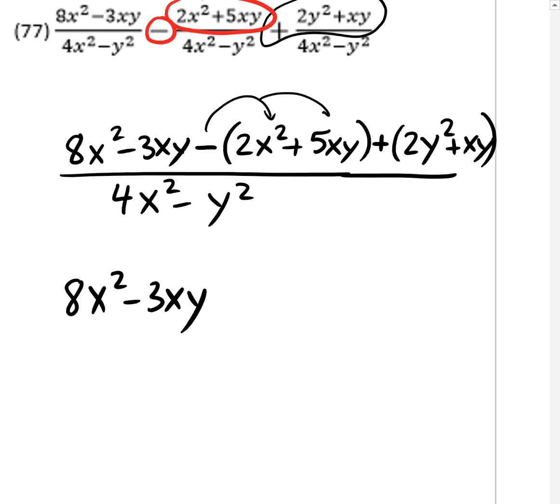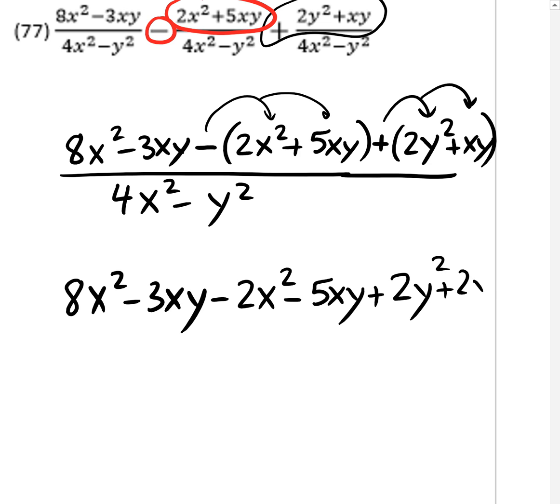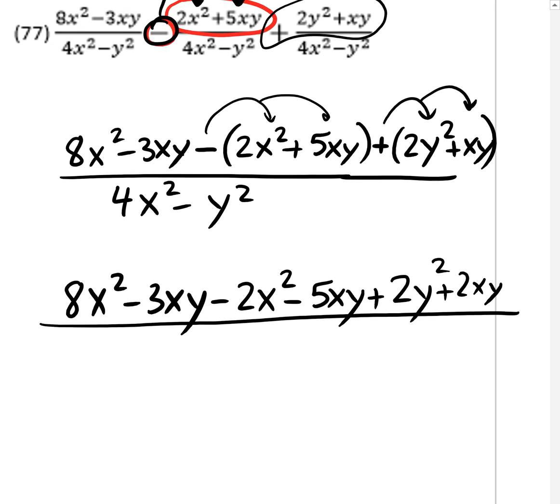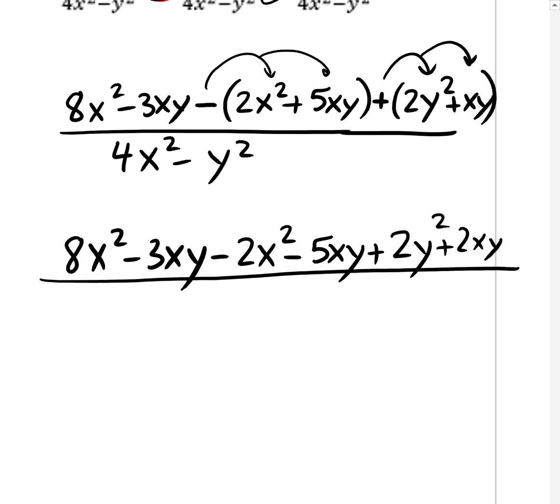Now I have to distribute this minus sign. It'll be negative 2x squared and then negative 5xy. And I can think of it as distributing this plus sign here, but what's that going to do? Plus 2y squared plus 2xy? That doesn't do much, but really the thing to be careful of is this minus sign. If there's more than one term here, it has to be given to everybody there. And then the denominator is just waiting to see what happens with the numerator.